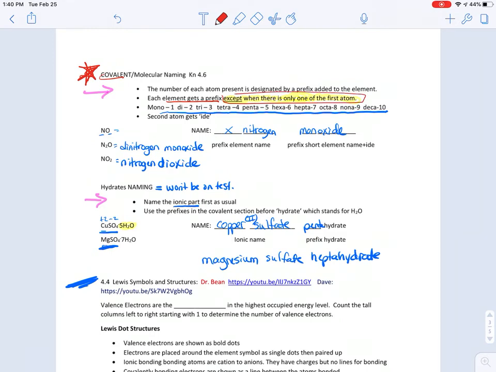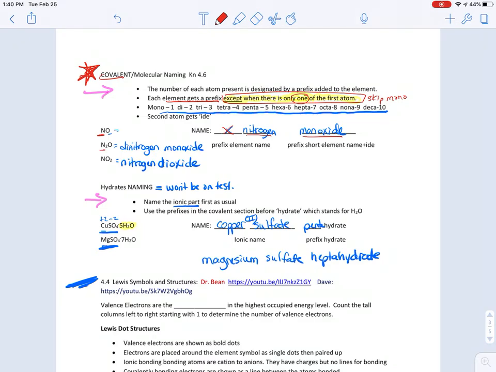So they all get a prefix except in one case, and it's when you have one of the first atoms, you can skip mono. So like here's a case of having one of the first atoms. You don't have to have the mono prefix. It's just nitrogen monoxide, which probably sounds to you like carbon monoxide. So they are written the same way, and they have those same kinds of ratios.